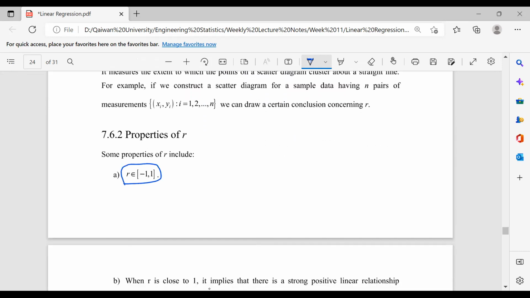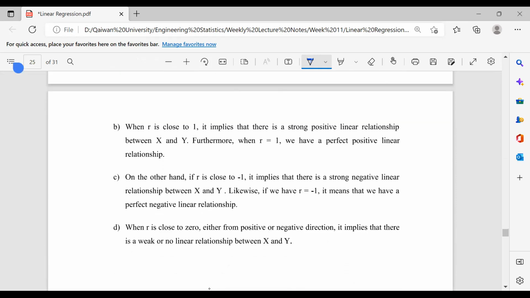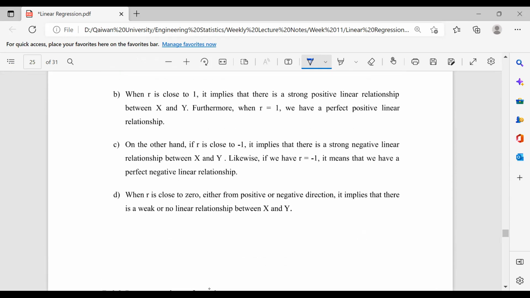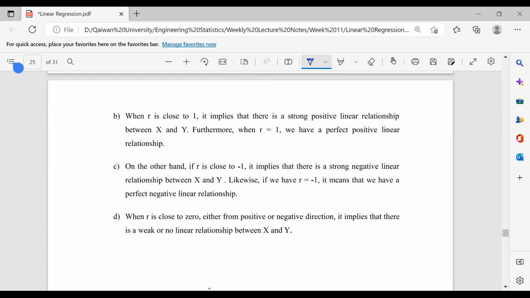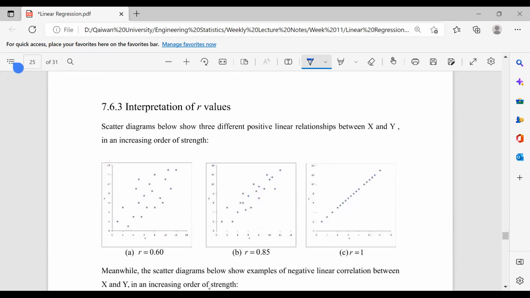R must always be from -1 to 1. It must not exceed this interval. So it must not be greater than 1, and it must not be less than -1. If R is 1, you have a perfect positive linear relationship. But if R is -1, it means we have a perfect negative linear relationship. If it's between them, it's only its value.